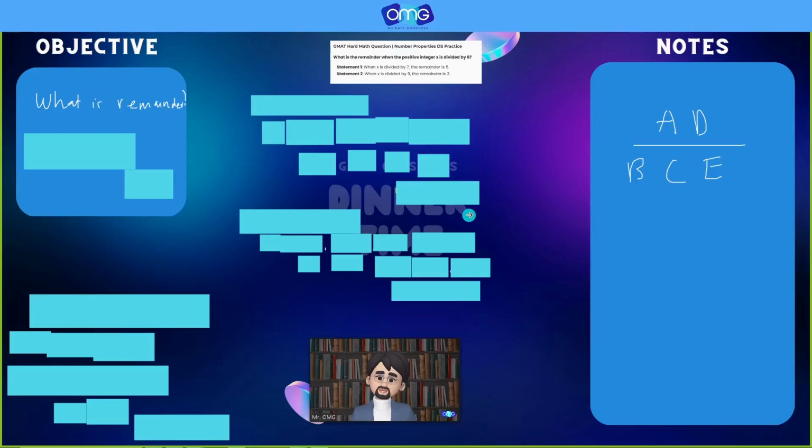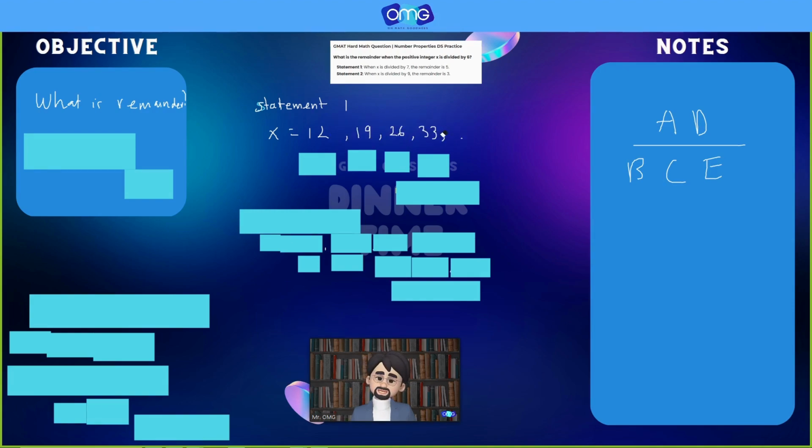What is the remainder when the positive integer x is divided by 6? Statement 1: when x is divided by 7, the remainder is 5. From statement 1, we cannot find the value of x. The x could be 12, and the others are 19, 26, 33, and so on.